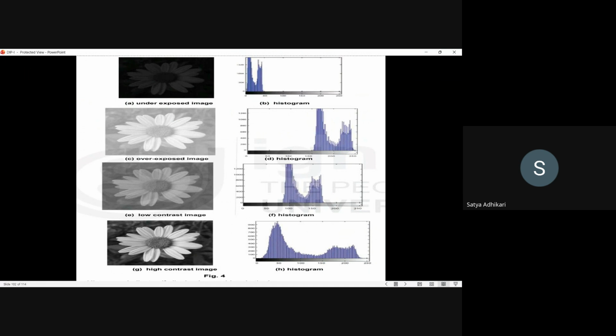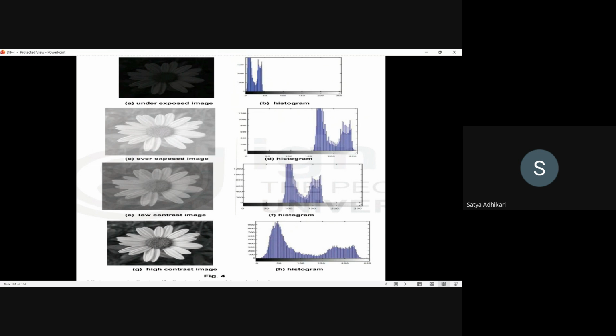You see the histogram, and also check the quality of an image on the left side. The first one is underexposed, then overexposed, low contrast, and high contrast. In the last histogram, your line covers a wide range of values. It starts near 0, 10 or 20, and ends near 255, the highest value. So it covers a wide range of gray level values.